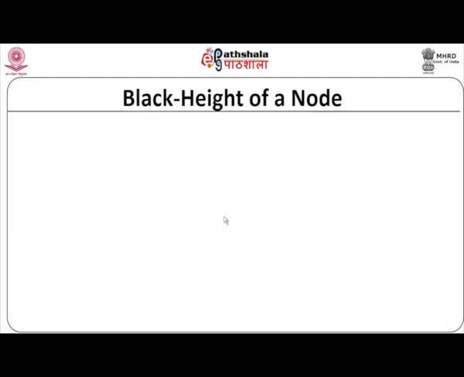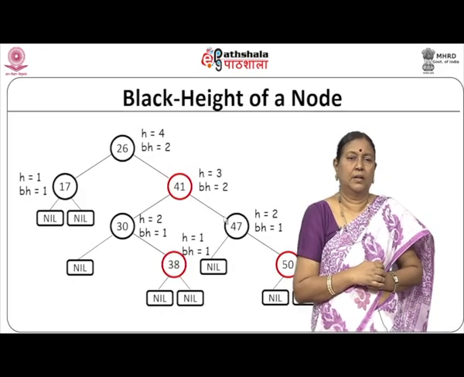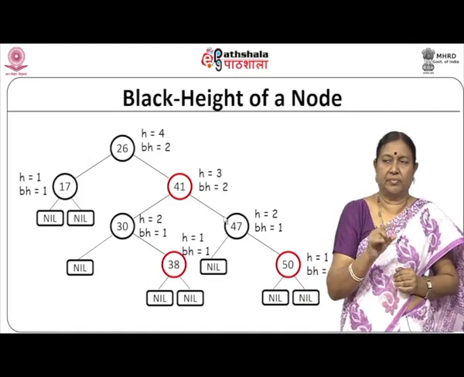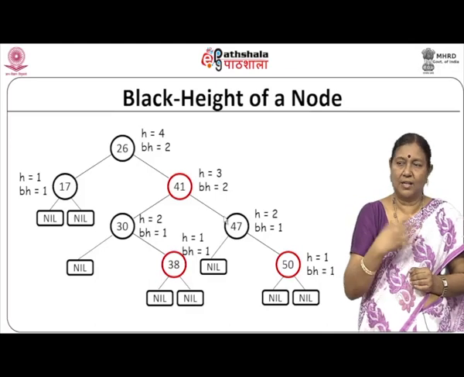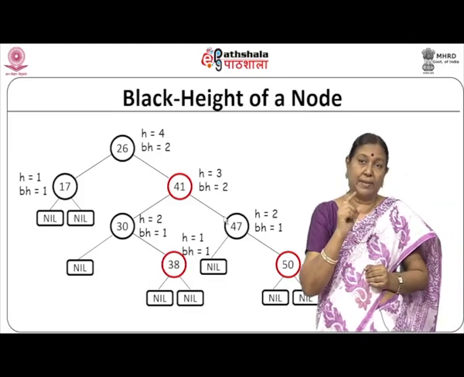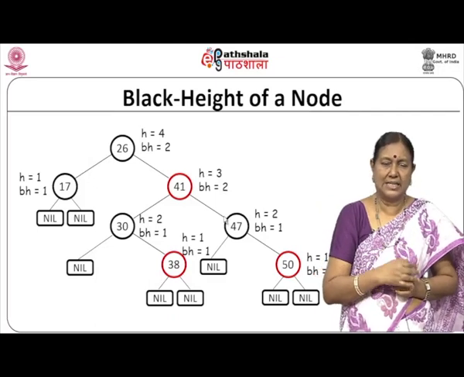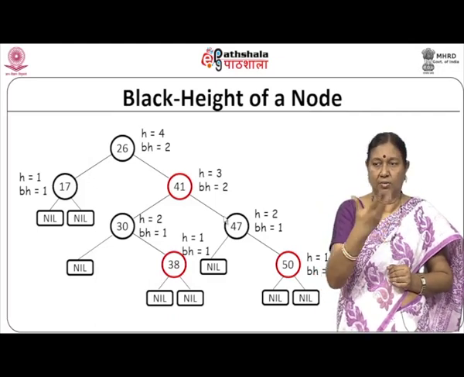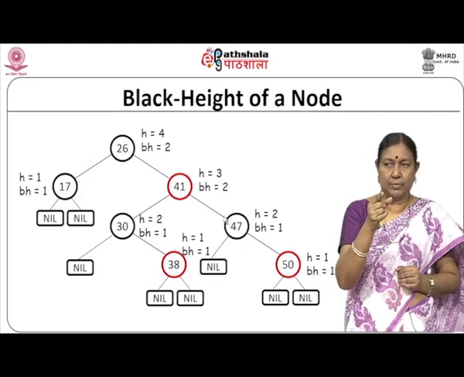Now, let us talk about the black height of a node. So, here you have a node. If you take 50, the height is 1, the black height is also 1. Remember, the black height is the number of black nodes there are in the path. Now, if you take 47, you will not count that node. So, 50 is red. So, you have only one nil node. So, the black height is 1, but the height is 2.